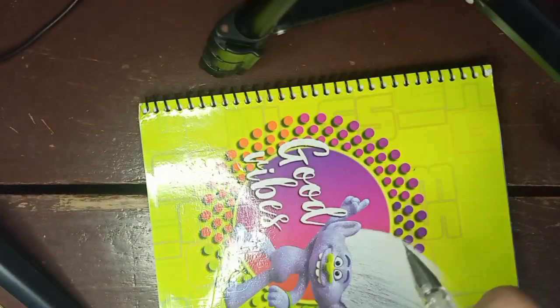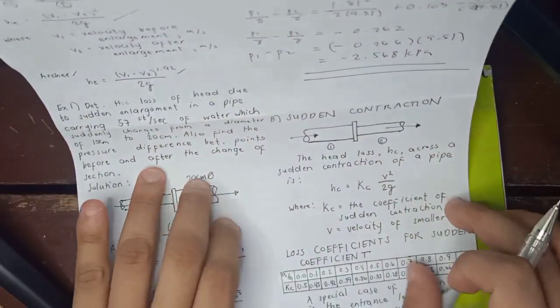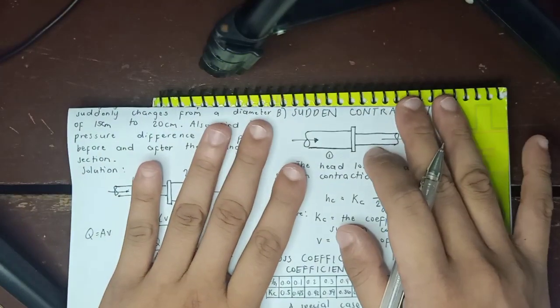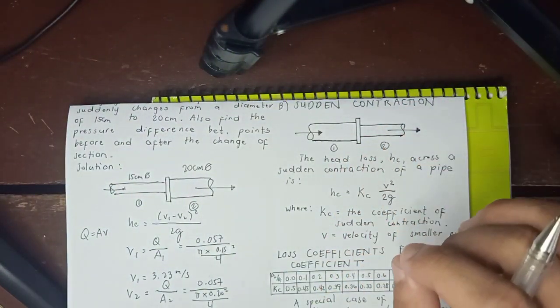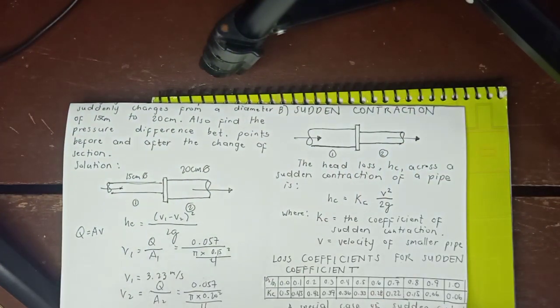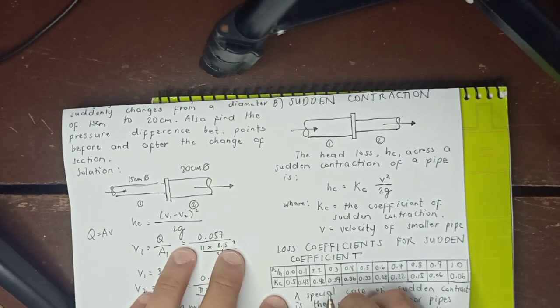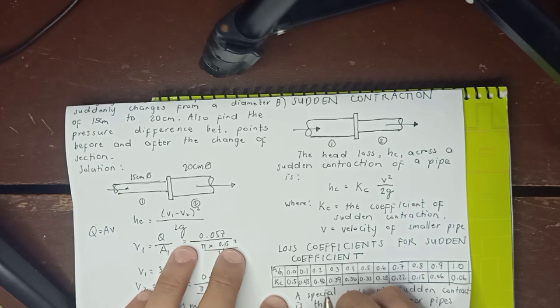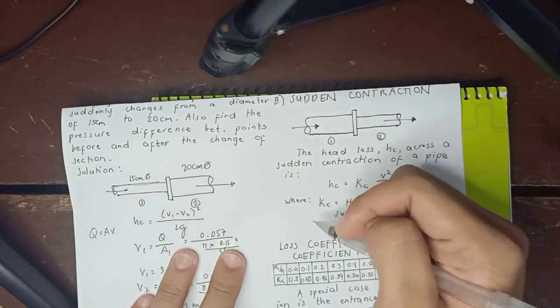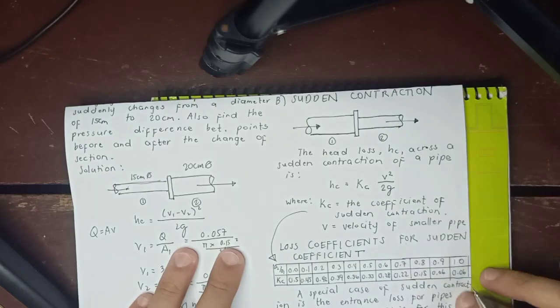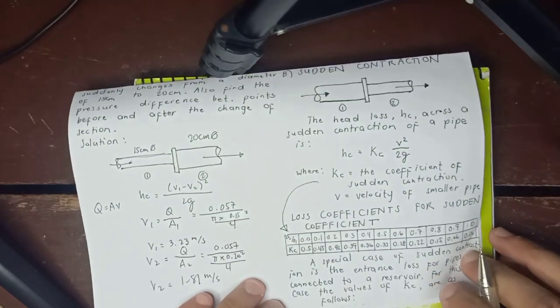So let's proceed now to the second topic for minor head loss, sudden contraction. As you can see, the previous one was enlargement. Now, from a big pipe diameter into a small one, so it contracts. The head loss, H_C, across a sudden contraction of a pipe is H_C equals K_C V squared over 2g. K_C is the coefficient of sudden contraction, based on the table, and V is the velocity in the smaller pipe.